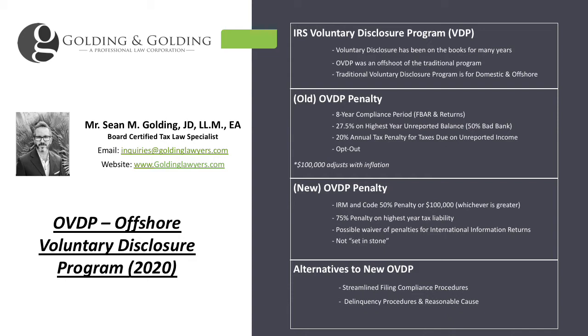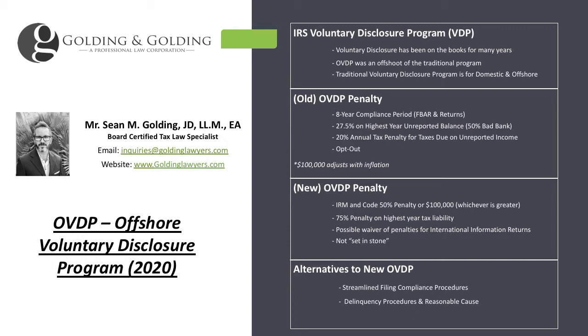So when OVDP was in place, the traditional voluntary disclosure program was only used for domestic. Now it's used for both, and there's kind of different guidelines depending. So to compare it, under the traditional or the prior OVDP program, it was an 8-year compliance period. FBAR, FATCA, you had to go back and do 8 years worth of compliance. You had to amend or file original tax returns for 8 years.